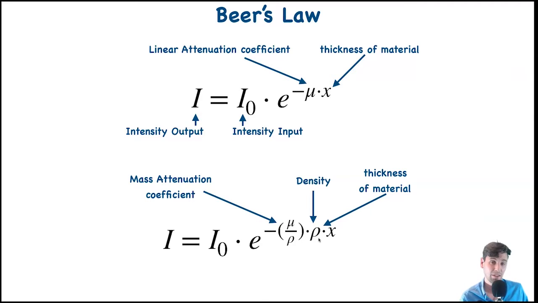And if something is more dense, then it will stop X-rays at a higher rate. And that's just what this term says here. So we can look up the density. And then this term, this mass attenuation coefficient, is independent now of the density, and it just depends on the material and the energy that we're dealing with for the X-rays.